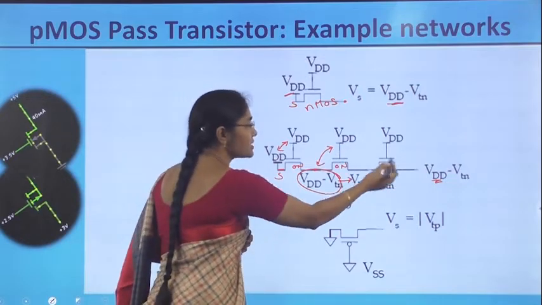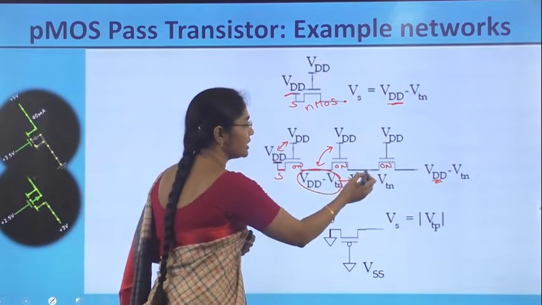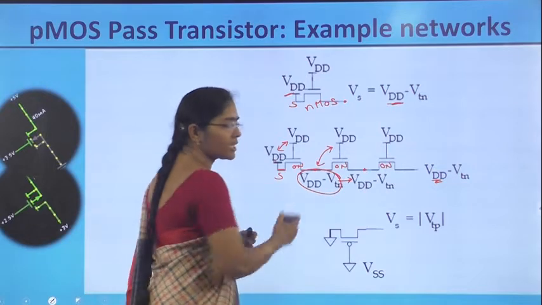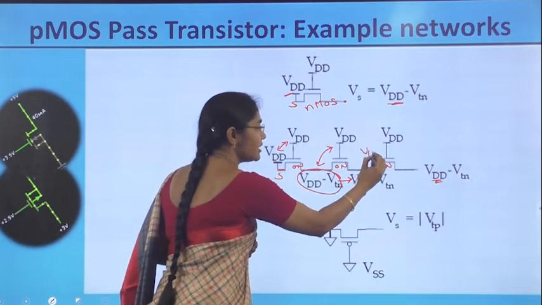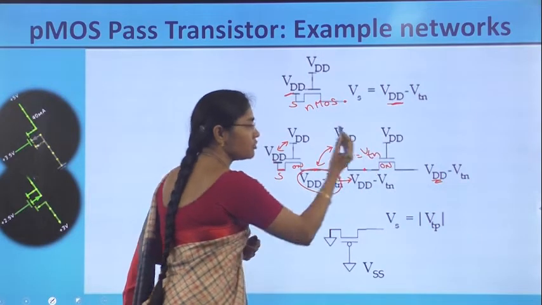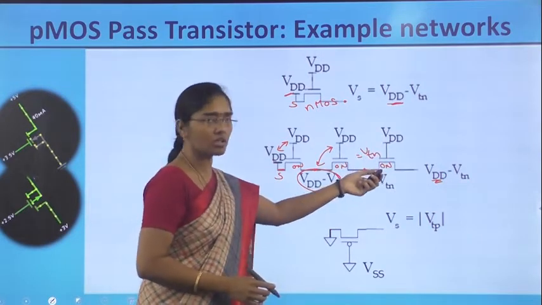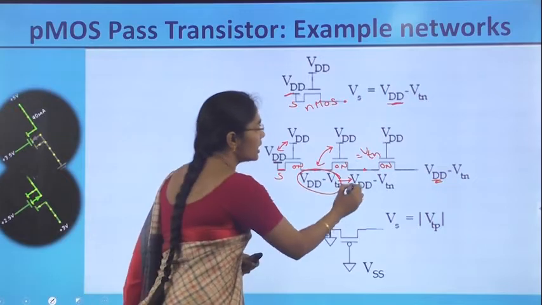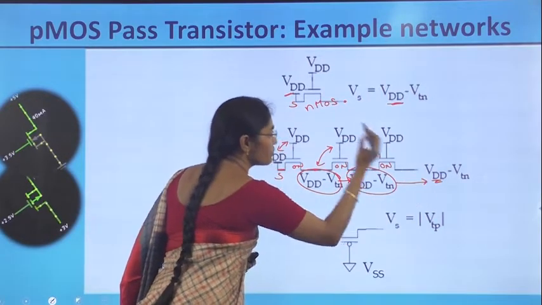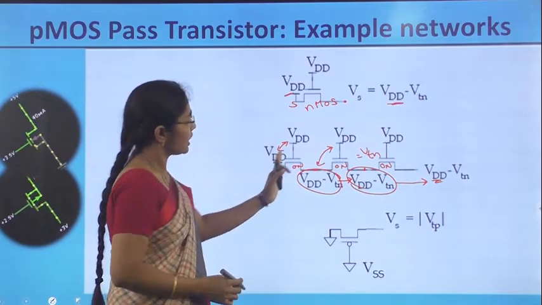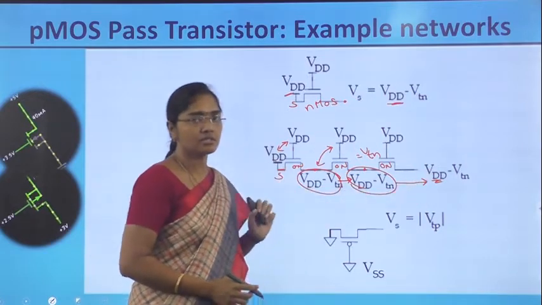Then take the next transistor with the gate at VDD and the source at VDD minus VTN. The difference between these two is exactly VTN. So it is the minimum voltage required for the transistor to switch on, therefore it switches on, and as it is a source signal, it passes it to the output end. So output is equal to VDD minus VTN.